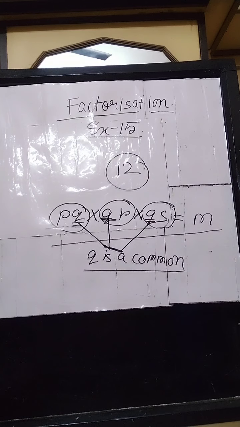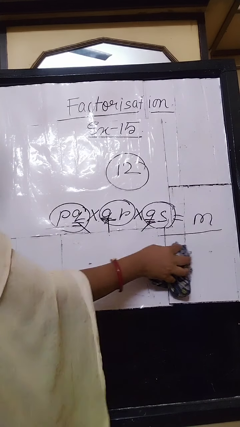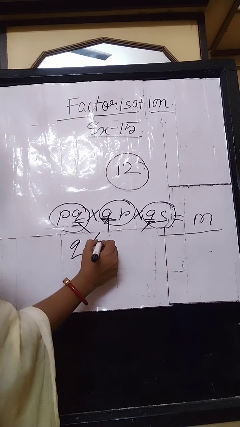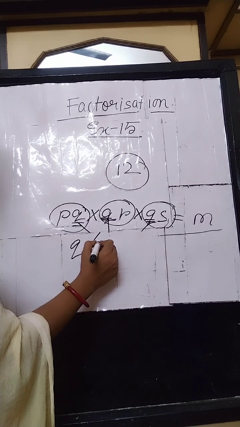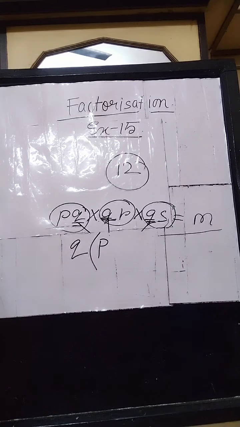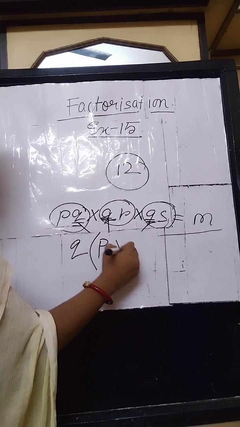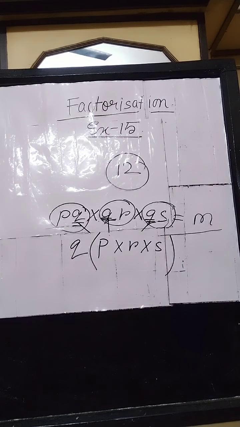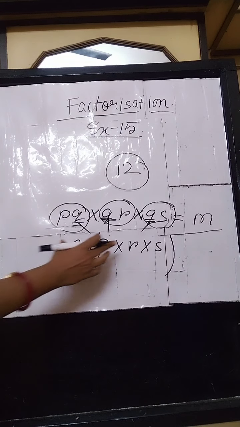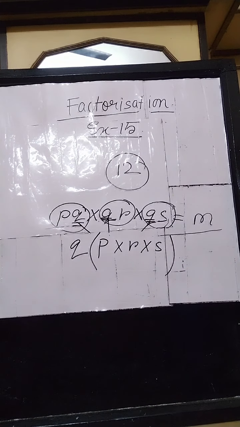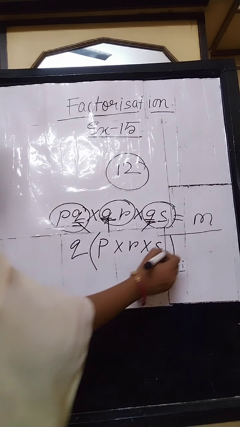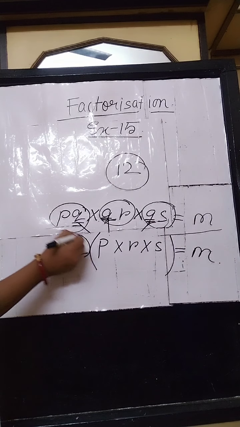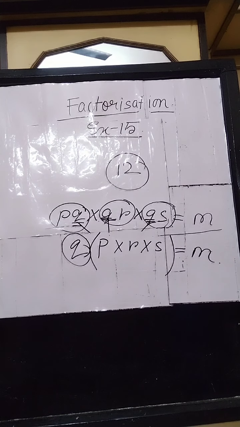So instead of writing PQ into QR into QS, in the next line we can write Q taken out as a common factor, and then in the bracket we write P into Q, P into R into S, which is equal to M. Thus you can see we have taken out Q. Why have we taken out Q? Because Q is a common factor. Q is present in all three factors.